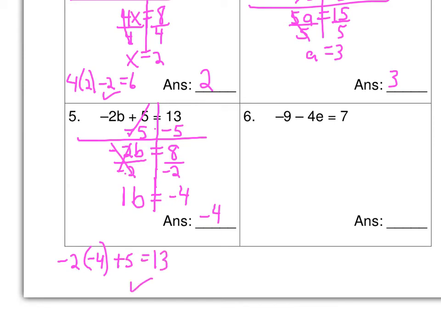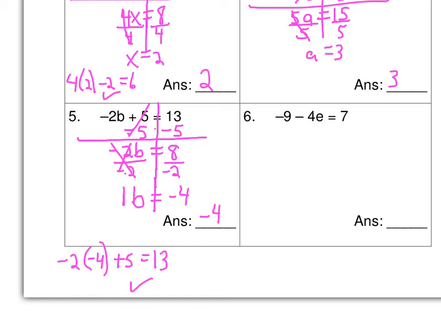All right, last one in this little mini lesson here of two-step equations. So this one is a little different. You have negative 9 minus 4e equals 7. So you can see that they reversed these. The e is over here on this side, and you have a negative 9 there. And then you have a subtraction sign. So let's analyze what we do here. This is kind of special.